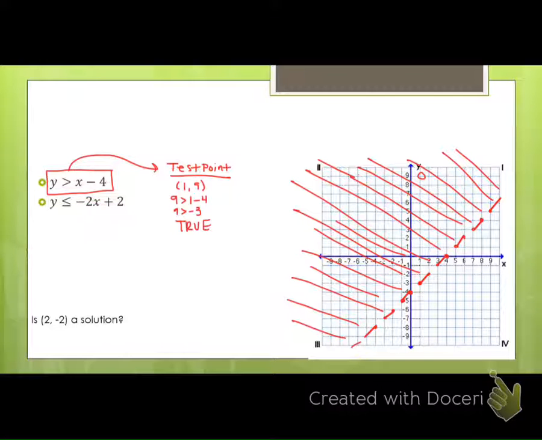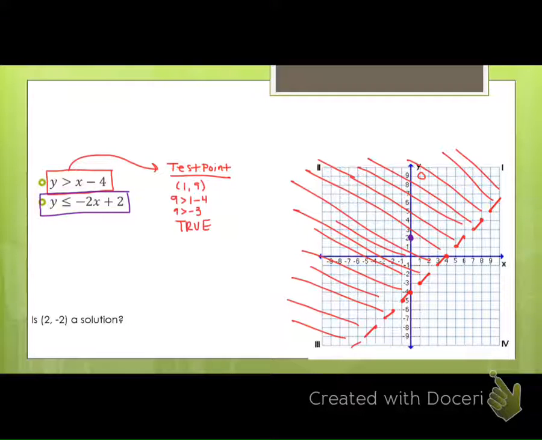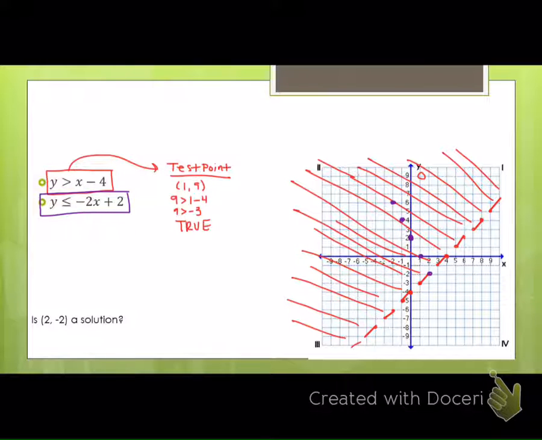Okay. So I'm going to choose another color now. I'm going to use purple for this other one. So Lexi, how do I graph y is less than or equal to negative 2x plus 2? You go to 2, and then you go up 2 over 1 to the left. Yep, you want a negative slope. And Lexi, when you connect your points, is it going to be a solid or a dashed line? Solid.